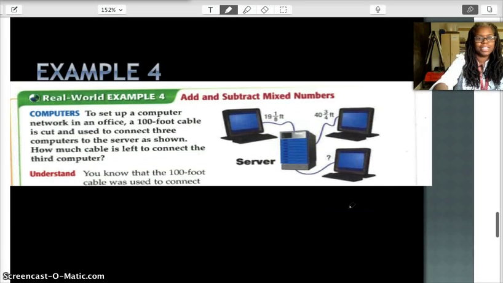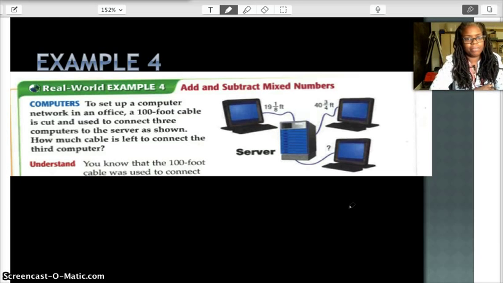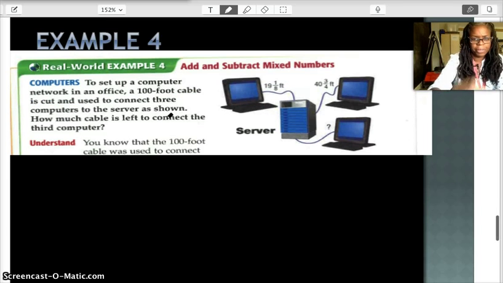Let's look at this one. Ooh, add and subtract mixed numbers. So here we have a computer. Here we have, to set up a computer network in an office, a 100-foot cable is cut and used to connect 3 computers to the server as shown. So we've got some information here, boom, boom, and boom. This is the question: how much cable is left over to connect the third computer?